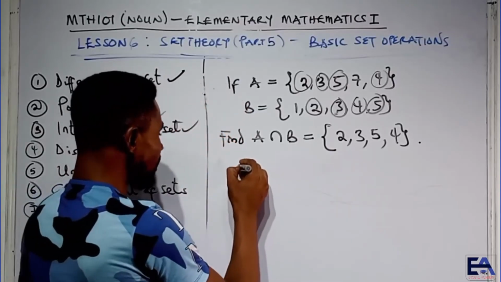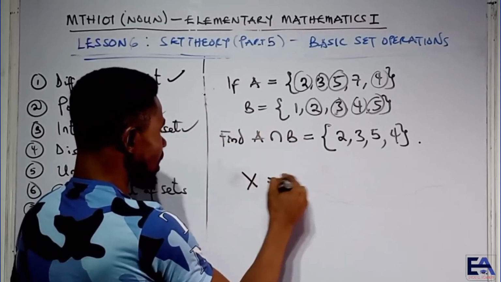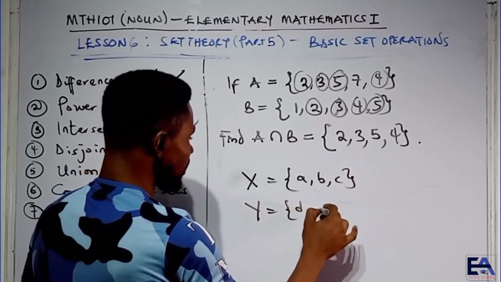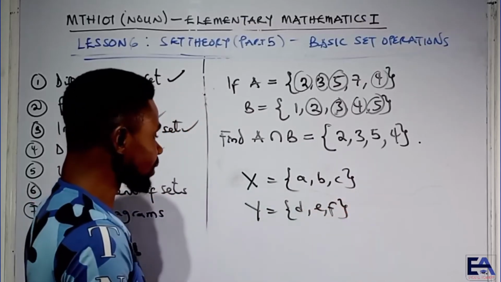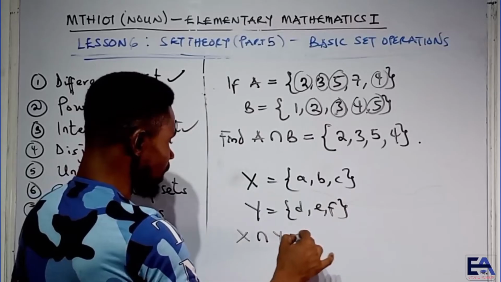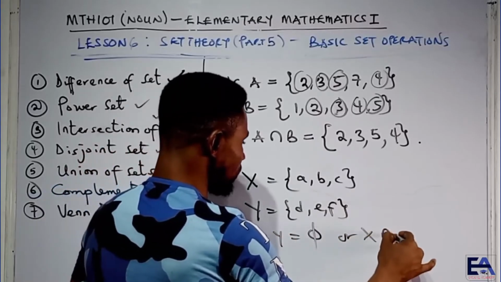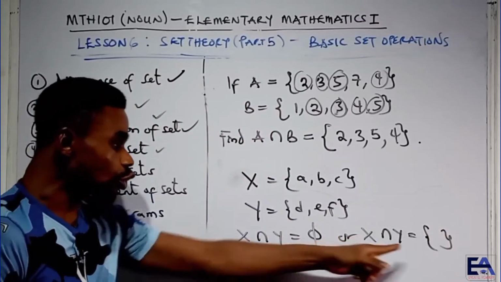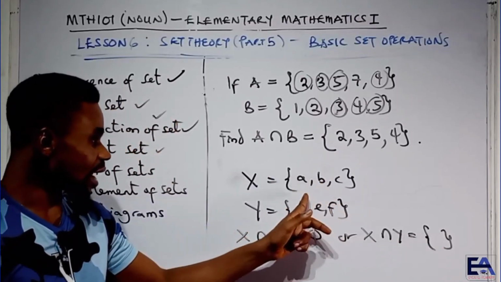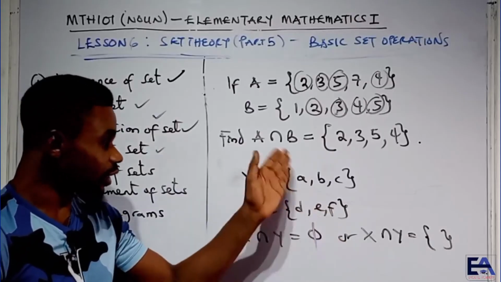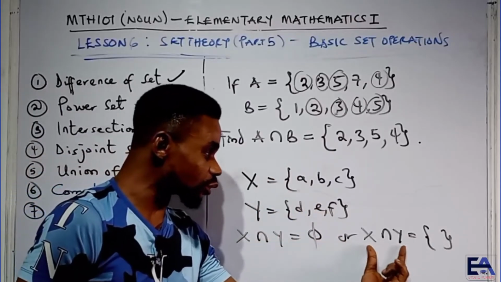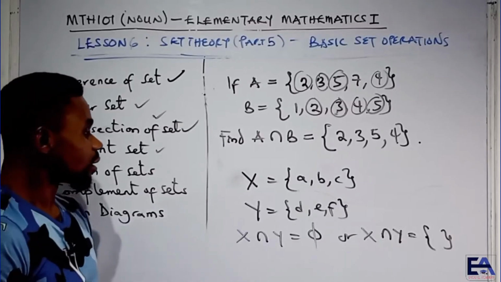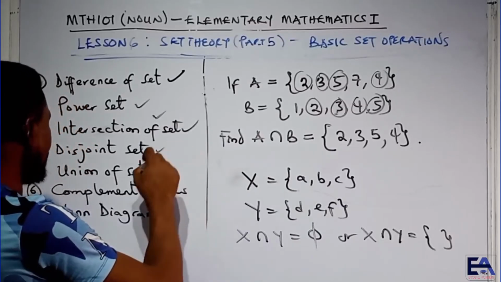So which means if I have set X as A, B, C, and I have set Y as D, E, F, then it means that X intersection Y is a null set, or you can say X intersection Y is empty. The reason is that no elements are common between the two sets. Nothing is common. They don't share anything in common. So that is the reason why the intersection of the two sets is empty or null. So when two sets don't have any elements in common, it means they are disjoint sets.